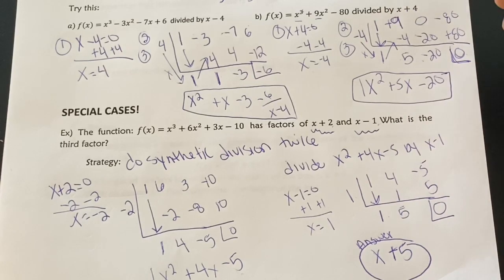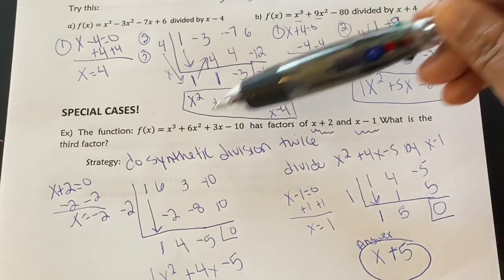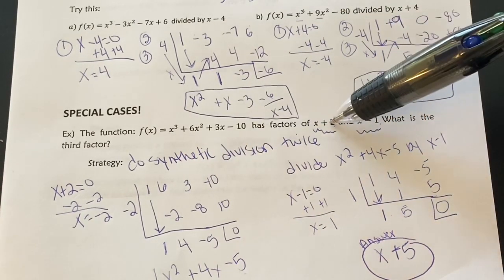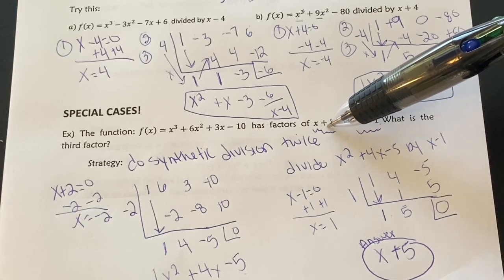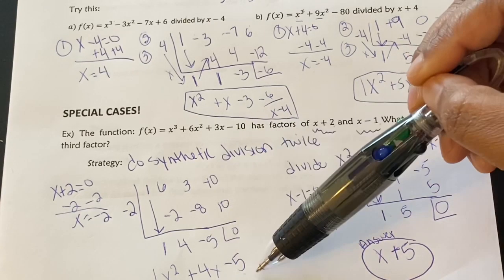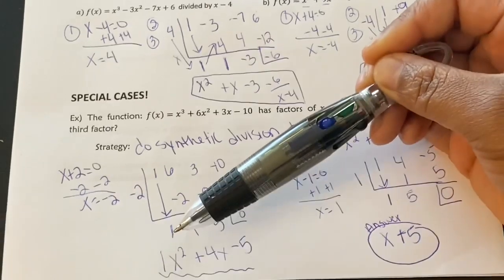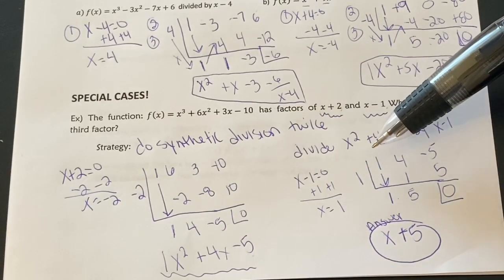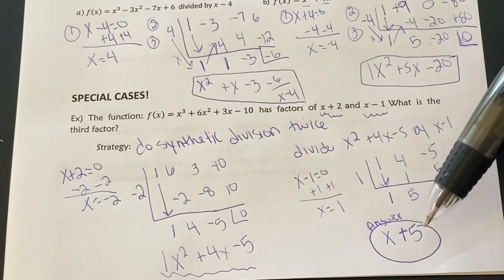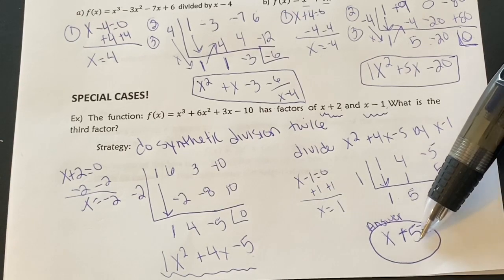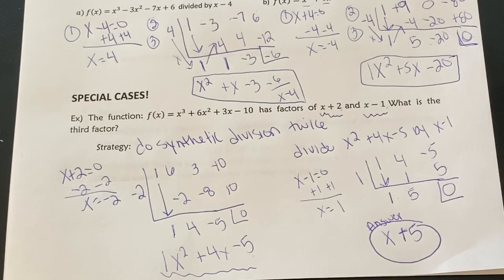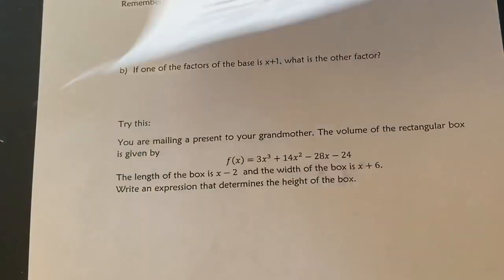So again, what I did here was I took the original and I divided it by the first factor using synthetic division. Then I took the answer from the first factor and I divided it by the second factor using synthetic division, which gave me the third factor.